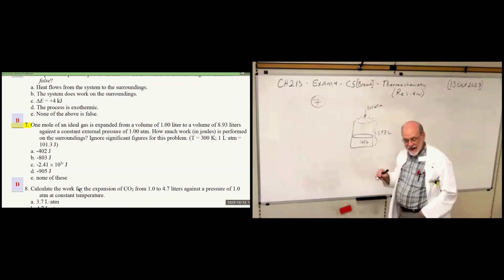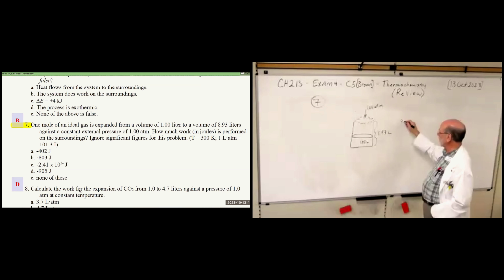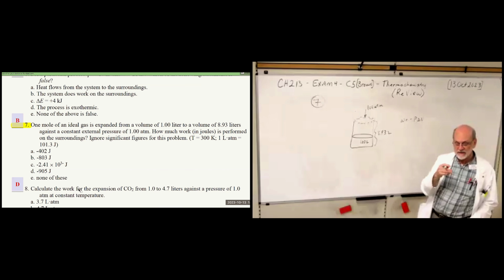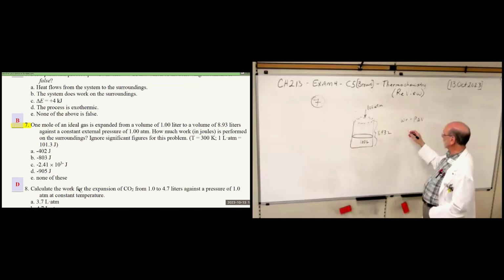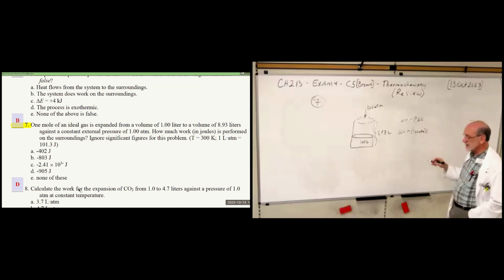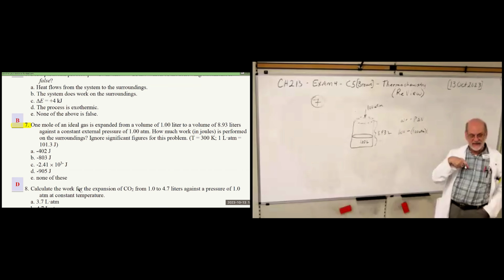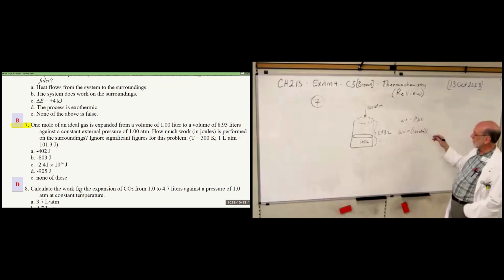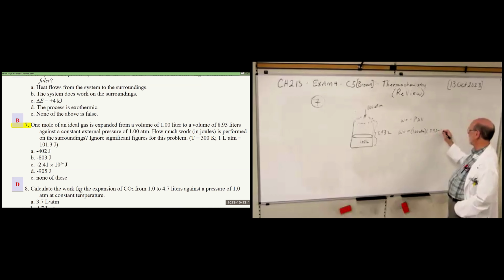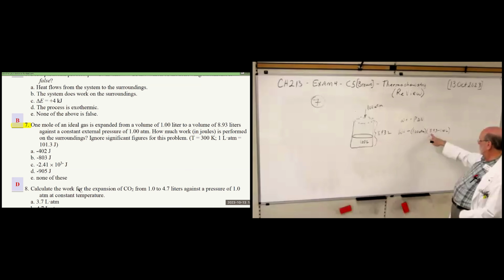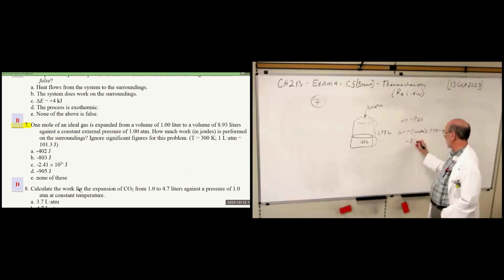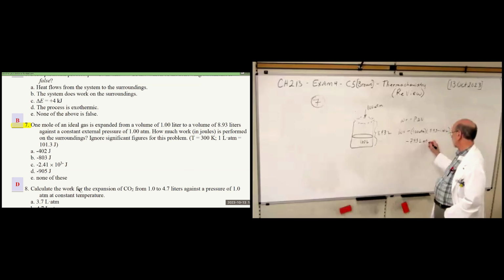All right. So the amount of work done is that formula I gave you earlier. Negative P delta V. Okay. So we can calculate the work: it is negative pressure, 1 atmosphere. And delta V is always final minus initial. Any delta is always final minus initial. So final is 8.93 minus 1.00 liters. So that's 7.93 times 1. It's negative 7.93 liter atmospheres.